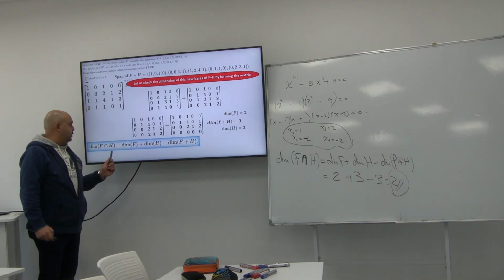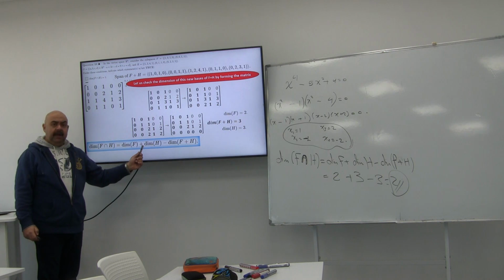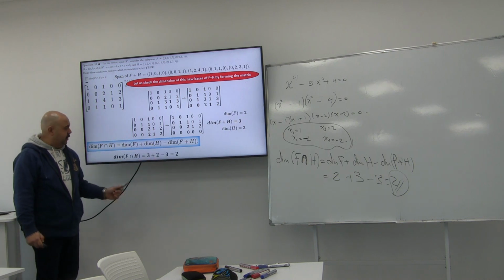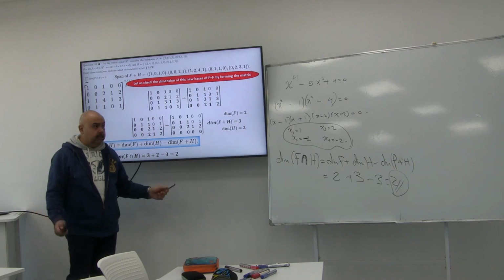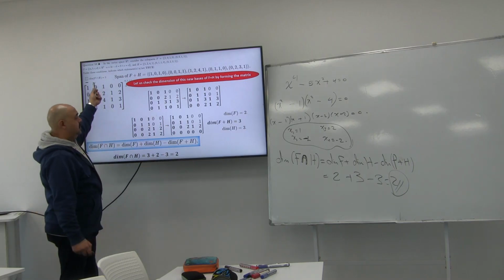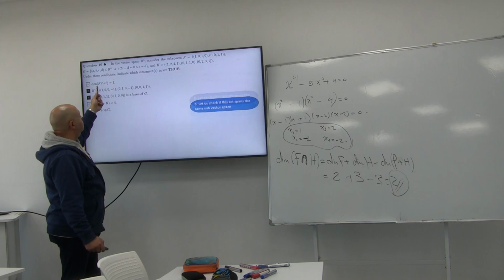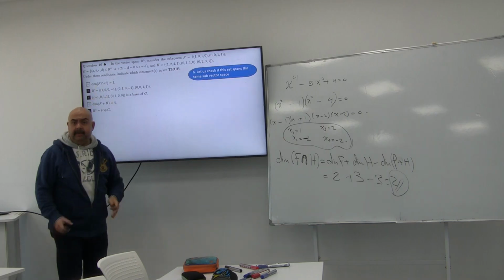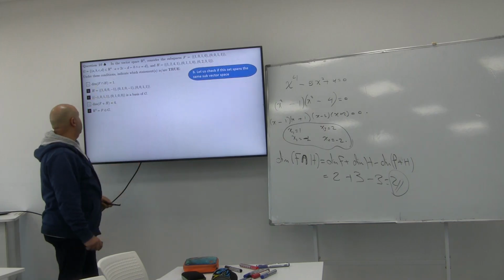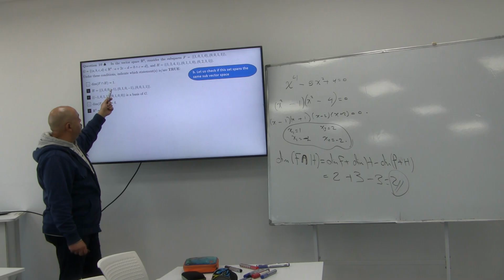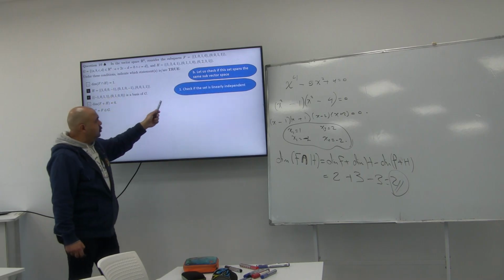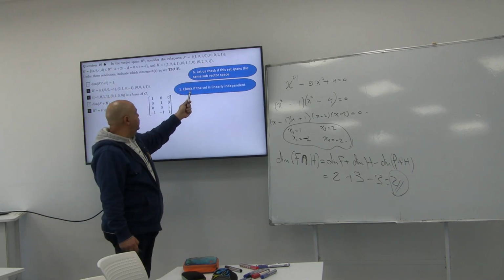Now we will make the substitution: dimension f, dimension h, minus the dimension of their addition, which is 3. So 2 plus 3 minus 3, which is going to be 2, as I told you. Comparing this with what's given, the results are not correct. Going for B, he's stating that h is 1, 0, 0, 0, 1, and so on. All I have to do is check if the set is linearly independent.